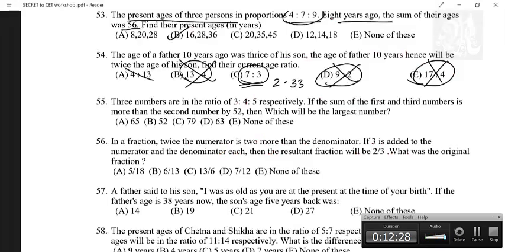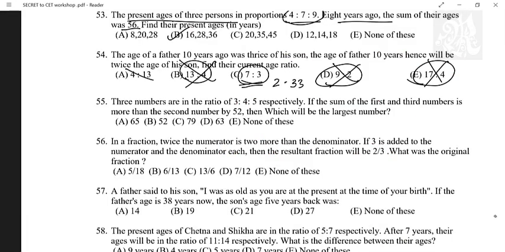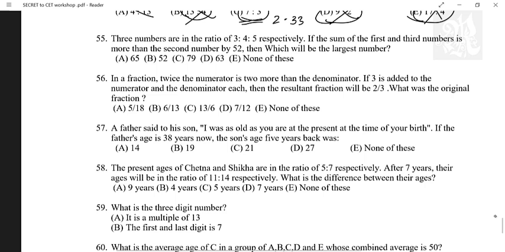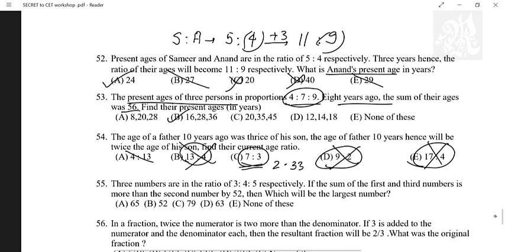So this is how you exactly go about solving such questions on ages and other things. Okay, so you may go ahead and try to solve the remaining questions by yourself.